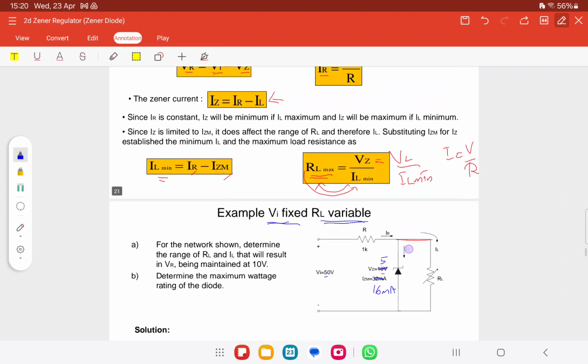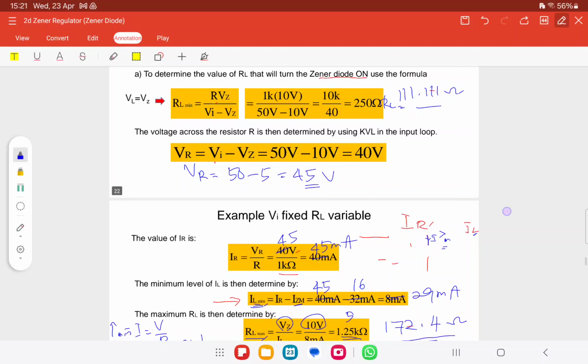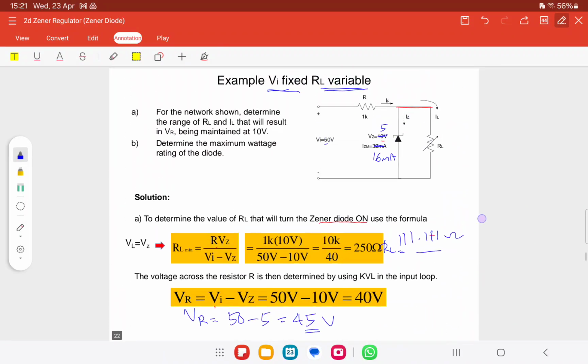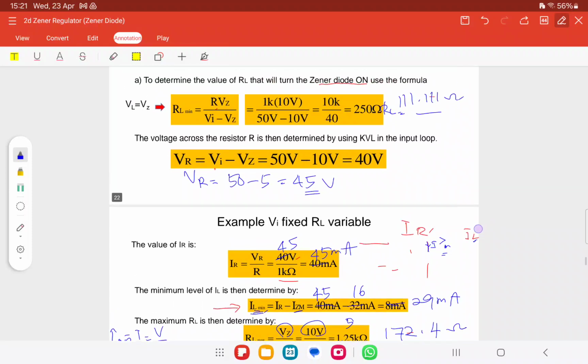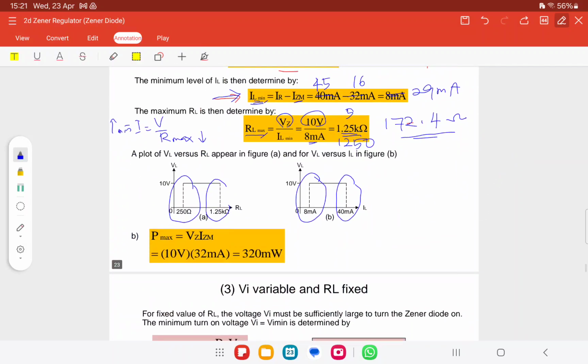IR min, IR minus IZM, IR minus IZM. How much is IR min, what value do we get? IR min equals IR minus IZM. What was IR earlier? IR 40. It was correct earlier, it's 29 milli. This one. Oh, this one, this step. Can you see the ID? Okay, so that's all for this second case.